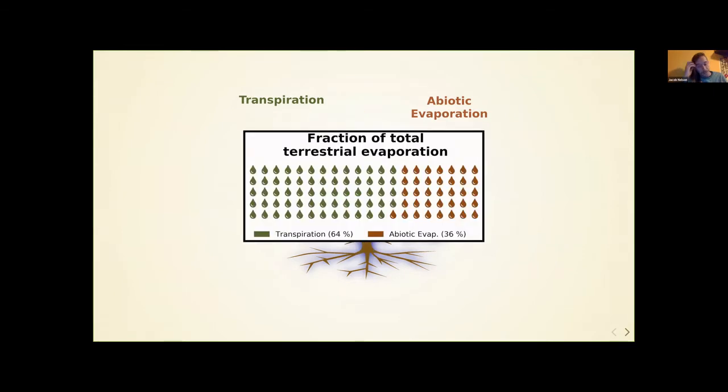And Rafa already showed some of these numbers, but if we look globally, it's generally estimated that most of the terrestrial water flux is going through plants. So it's really a major flux and an important flux.